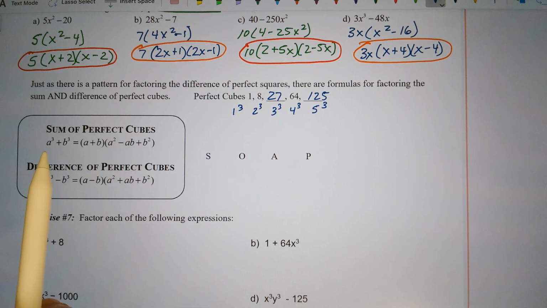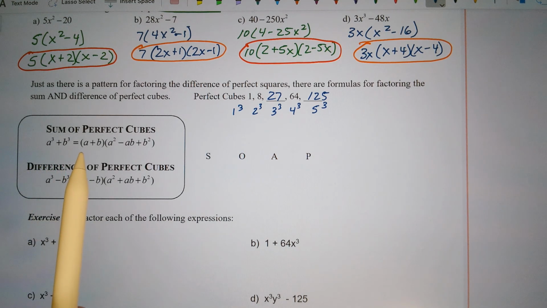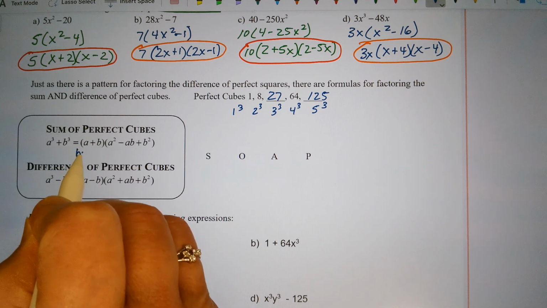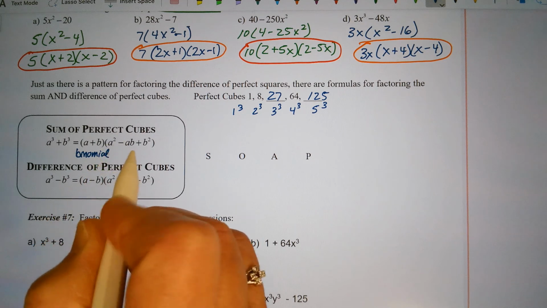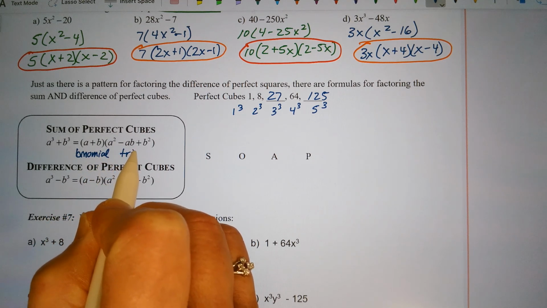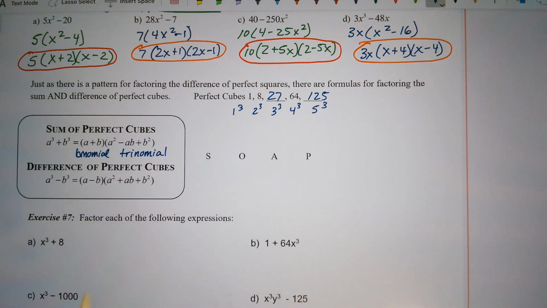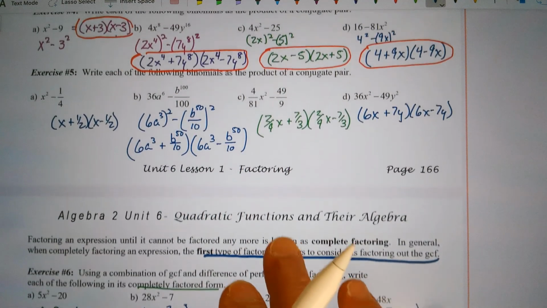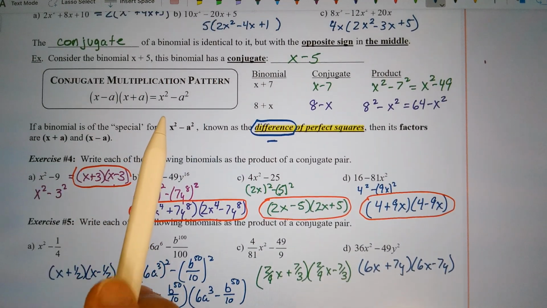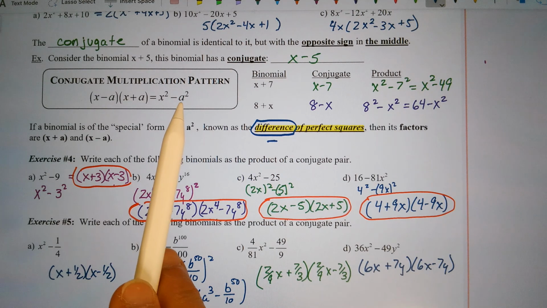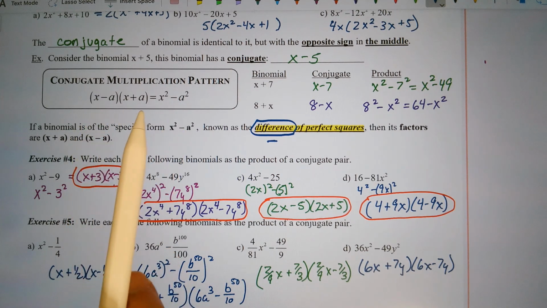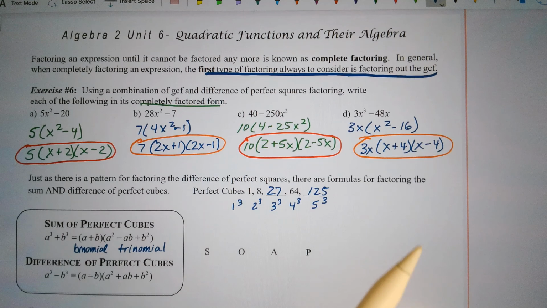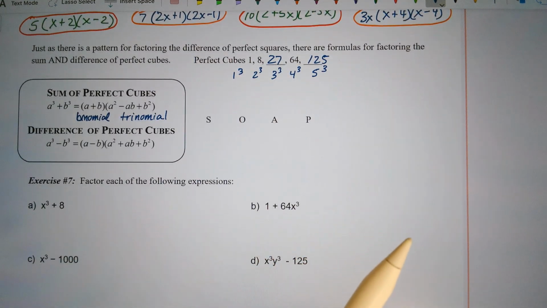The sum of perfect cubes, if we have a cubed plus b cubed, it's going to factor into the product of a binomial, right? This is a binomial, and trinomial. So just like you know how to factor the difference of perfect squares because you kind of memorize this, right? It's backwards. If you have x squared minus a squared, then that factors into x minus a times x plus a. Well, we've got to memorize this for sum or difference of cubes.